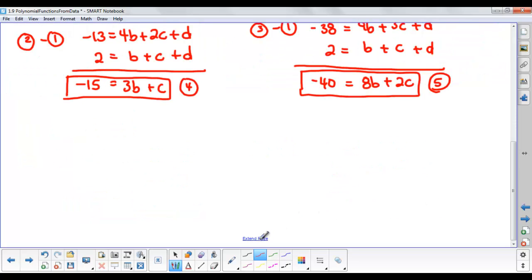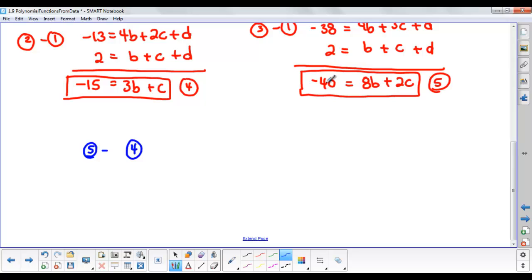We're going to go ahead and use equation 5 and 4. We will subtract them and eliminate another variable and then solve for the remaining variable. Now before I can go ahead and subtract them, I need common coefficients. So if I decide to do equation 5 take away equation 4, well, 8b take away 3b will leave me with some value of b. 2c take away c will still leave me with some value of c. So I haven't eliminated anything.